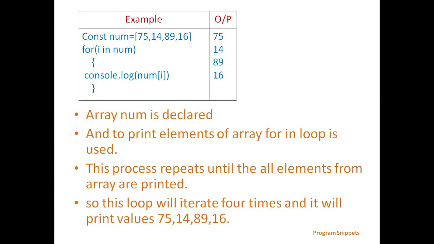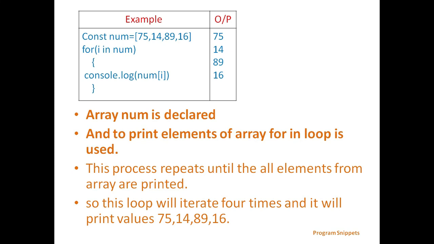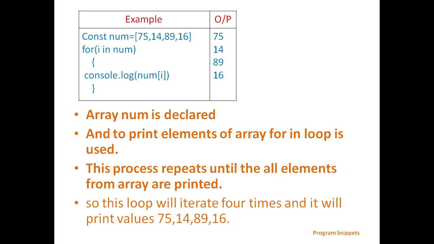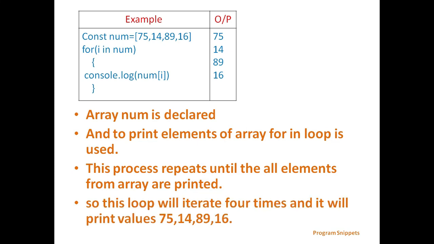Here we see an example. Here we have defined an array with values 75, 14, 89, 16, and to print the elements we will use the for in loop. This process repeats until all elements from the array are printed. So this loop will iterate 4 times and it will give the values as 75, 14, 89 and 16.